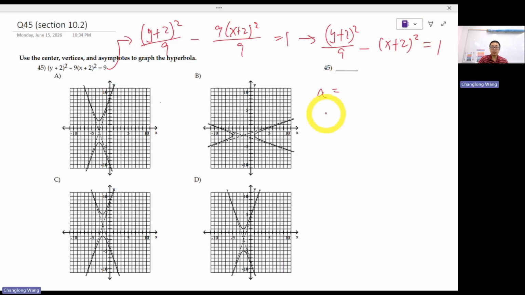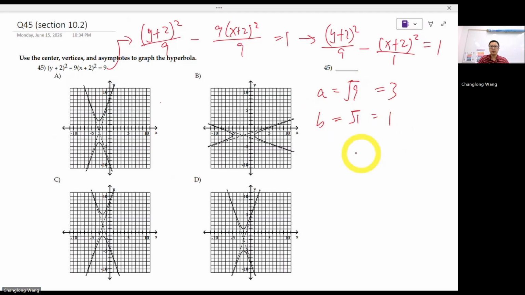So now the way you tell which number is going to be, let me put the 1 here so that you can see it better. Is it 9 or 1 that goes into the a squared? It is not always the bigger number, but it is always the number that goes with the positive quadratic term. Right, so that's the catch for the hyperbola. So a is going to be the square root of 9, that turns into 3. And b is the square root of 1, which is still 1.